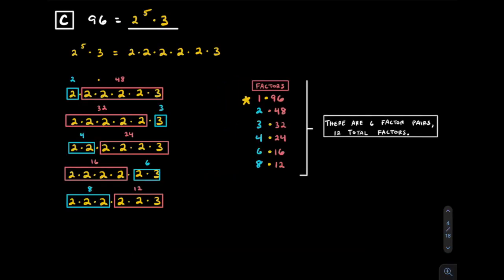Here you can see that the different combination of prime factors help us create the entire factor list for 96. There are 12 total factors. And let's try finding all the factors of 180 using the prime factorization. Pause the video and give it a try.